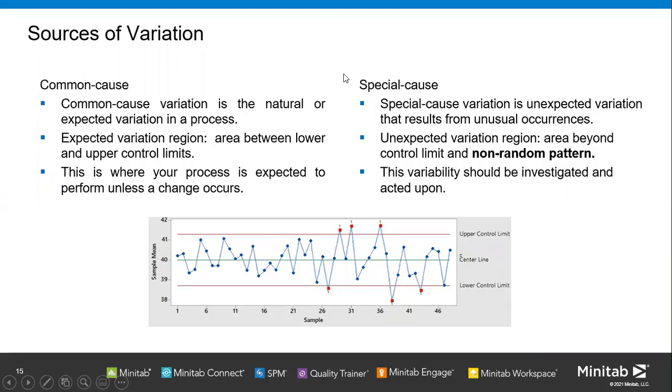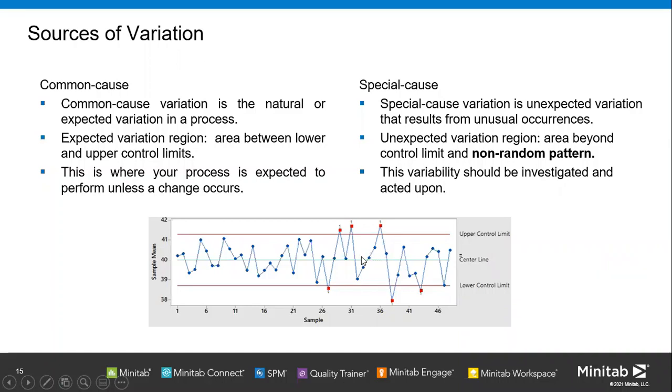The special cause variation is unexpected variation resulting from unusual occurrences. You can see special cause variation if points are outside the control limits, or if there is a pattern inside the control limits. The basic thing we already know is that outside these control limits, we consider it a special cause variation. But special cause variation can also appear in this region.